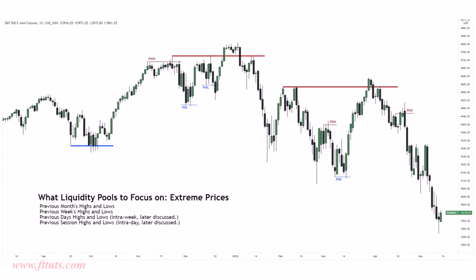We also want to focus on previous week's highs and previous week's lows. So previous week's highs can also be used in a very similar way. Okay, so previous week's highs and lows are support and resistance levels. Here, previous day's low, which we'll talk about next. But previous day's lows and highs, we're going to talk about on an intraday basis. So when it comes to the higher time frames, please just focus on the month's highs, month's lows, week's highs, and week's lows.